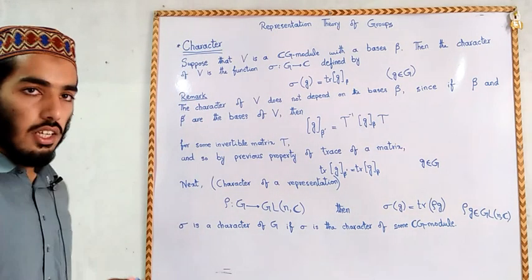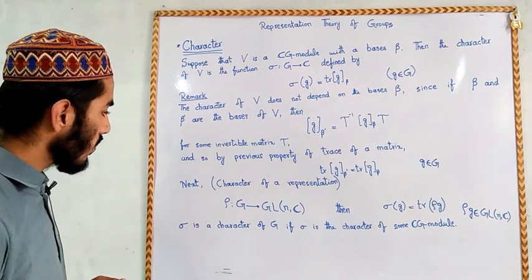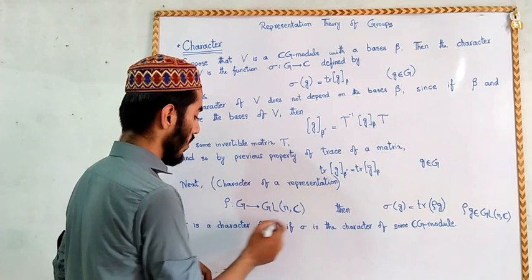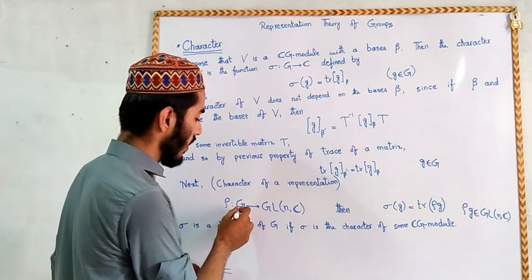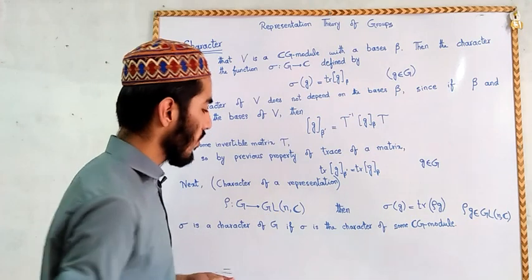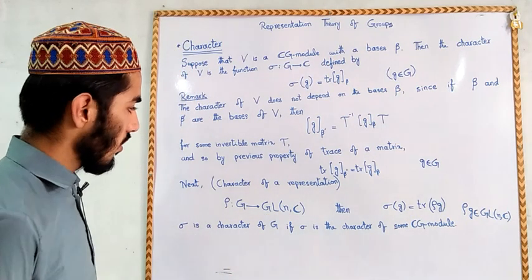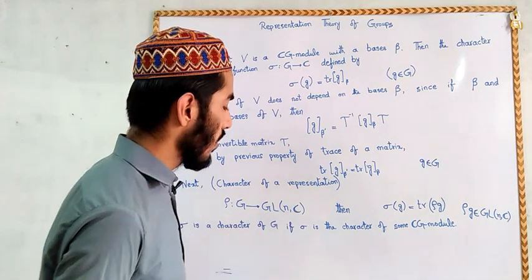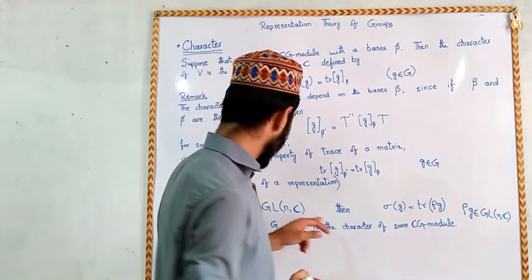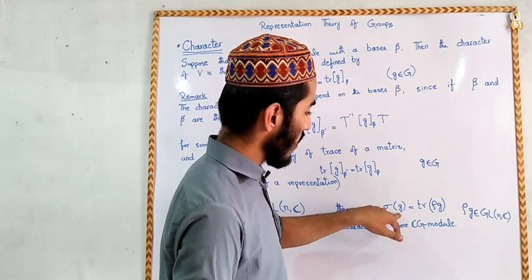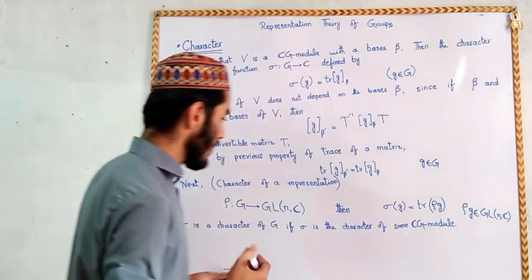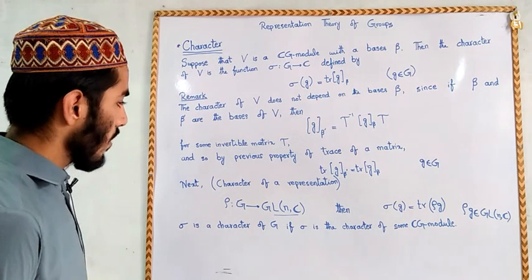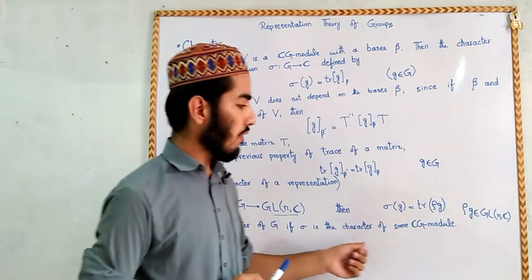The next thing is the character of a representation of a group. This is a representation of a group. For this group, which is a finite group, the mapping from this group to GL_n(C) is invertible n cross n matrices, whose entries depend upon complex numbers. Then we can define the character of this representation as sigma of g equal to trace of rho of g. Remember, rho of g actually belongs to GL_n(C), which is a set of invertible matrices. So sigma is a character of G if sigma is the character of some CG module.